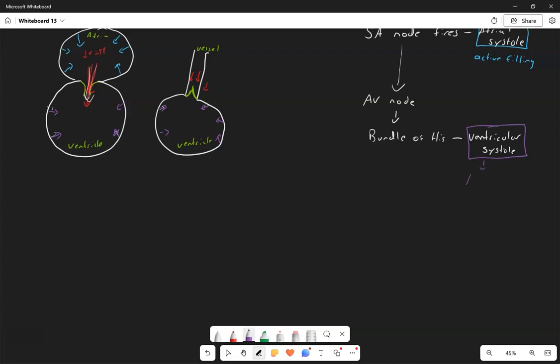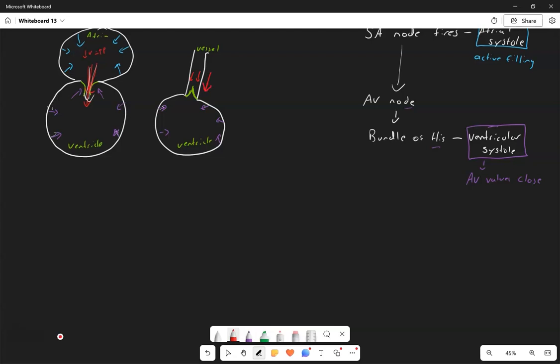happen is that our AV valves are going to close. The AV valves are going to close because we're going to put pressure on them like so. Now, where do they close, at the bundle of His? Do they close at the AV node? It's sort of in the middle, but they do close.